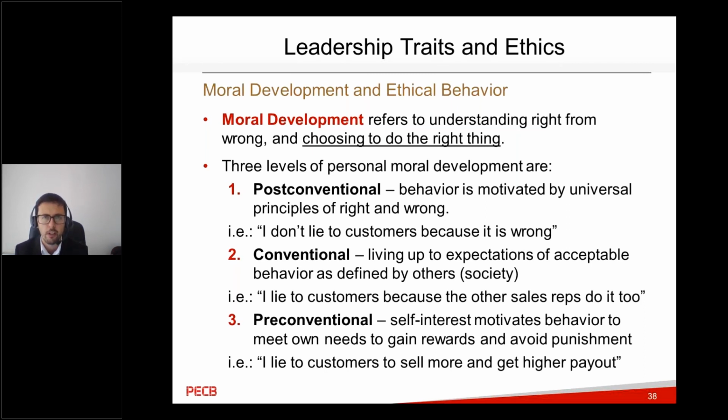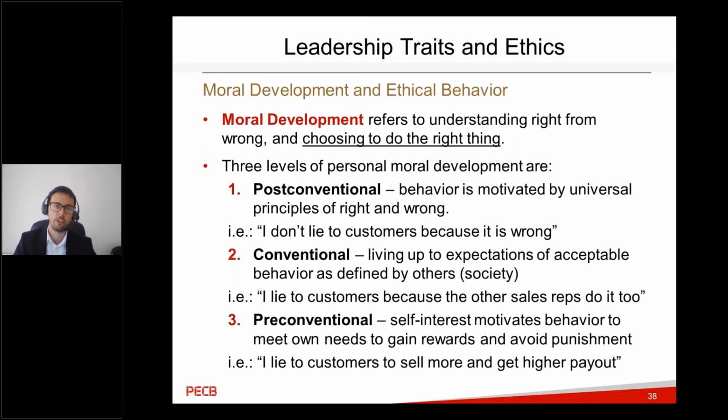There are three levels of personal moral development. We have the post-conventional one, when the behavior is motivated by the universal principles of what is right and wrong. So we might say that we don't lie to customers because it is simply wrong to lie to them. That is when we are looking at the general preconceptions of right and wrong.